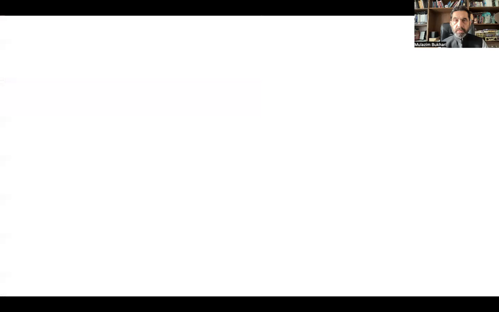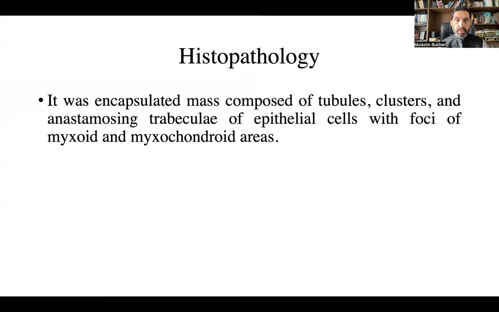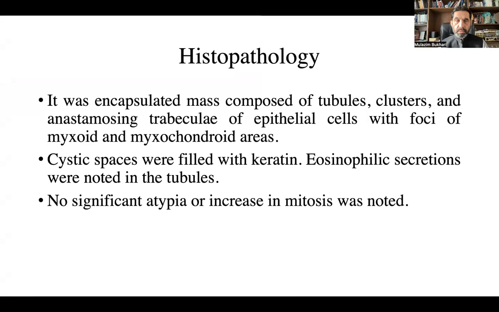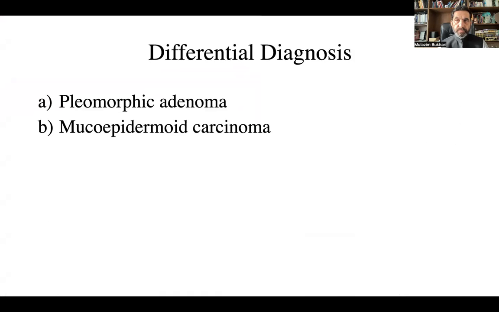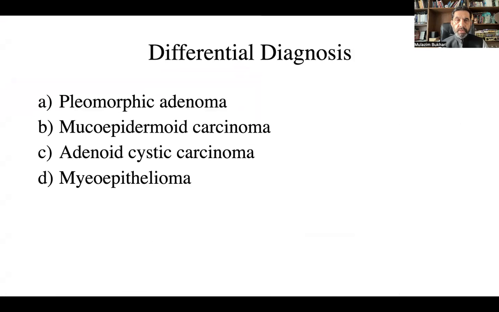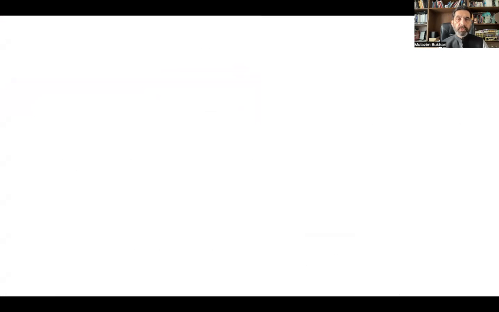So what is this? Is this pleomorphic adenoma? Is this myoepithelial carcinoma? Is this adenoid cystic carcinoma? Is this myoepithelioma? When we examine the histology, the immunohistochemistry and the cytogenetics, the diagnosis is pleomorphic adenoma.